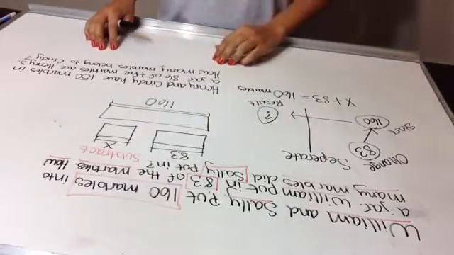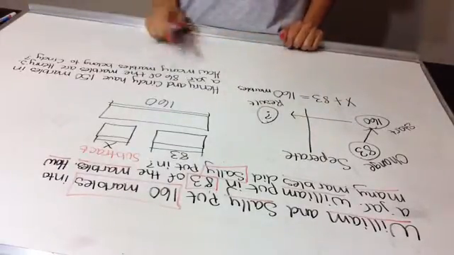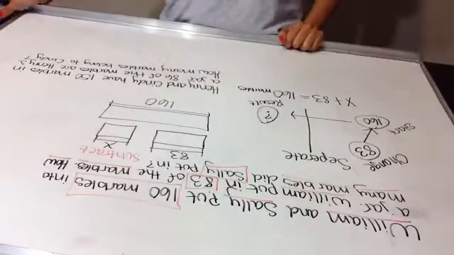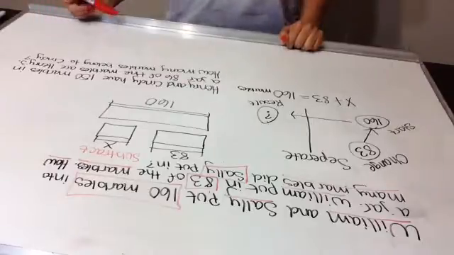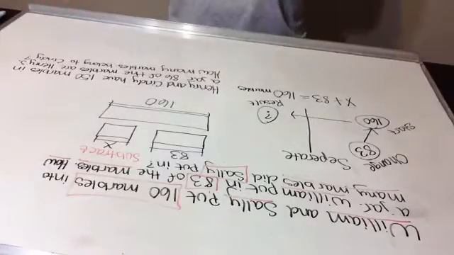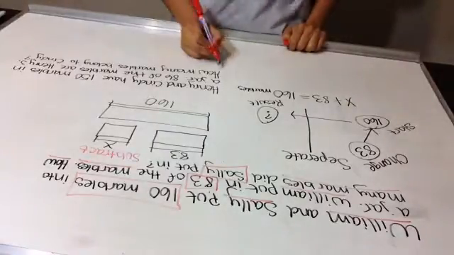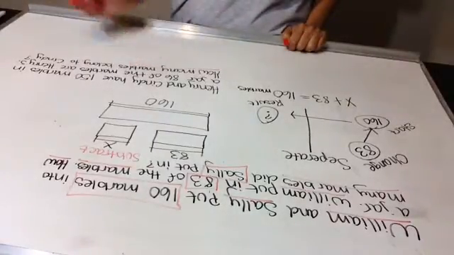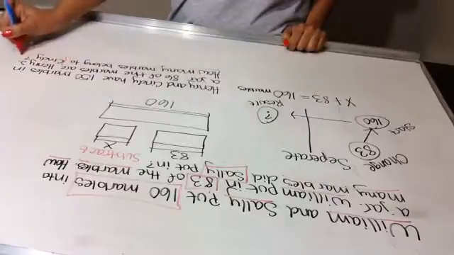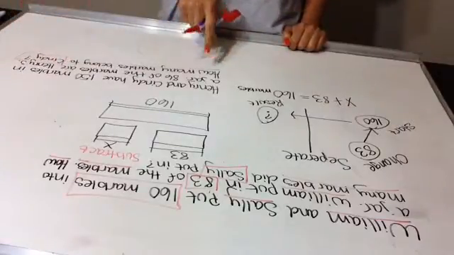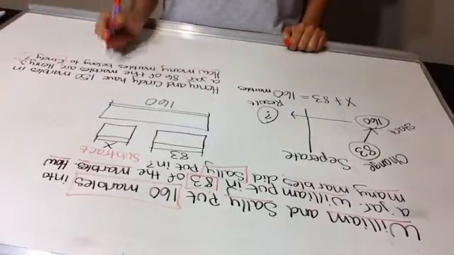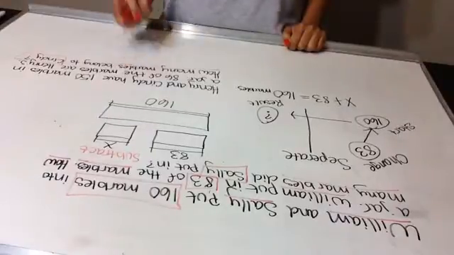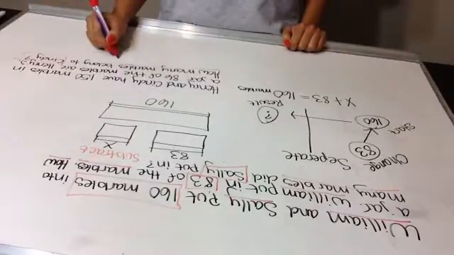Let's look at our second word problem. This one says, Henry and Cindy have 150 marbles in a jar. 86 of the marbles are Henry's. How many marbles belong to Cindy? So we want to know how many marbles belong to Cindy. So the words how many marbles tell us that we are going to subtract.